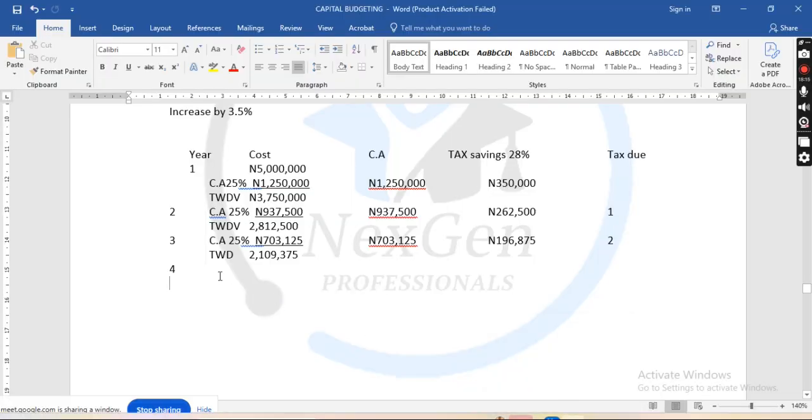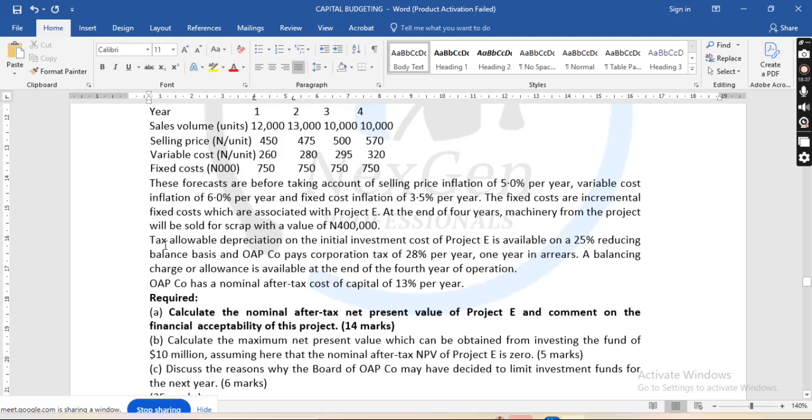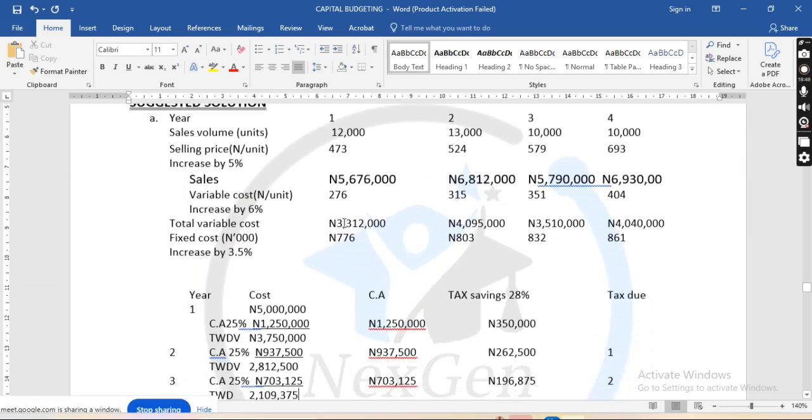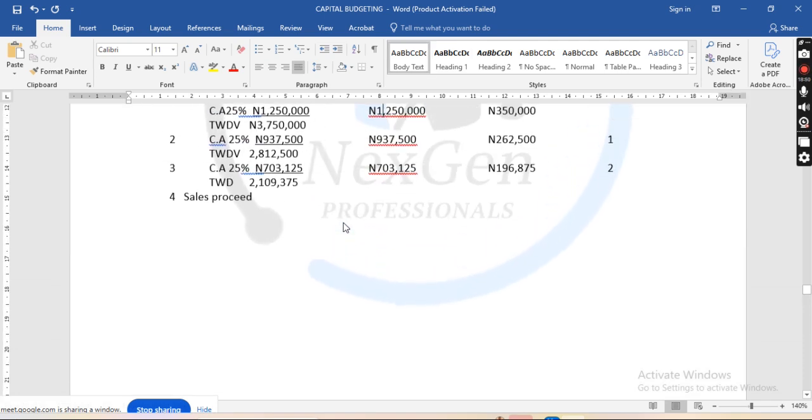Class, we're told that there is sales proceed. So we need to check the sales proceed of this asset. So let's quickly check the terminal value. Don't forget that another name for it, the scrap value or the sales proceed, is 400,000, right? It's 400,000. Comfort, are you still in this class? Yes, sir. Okay, 400,000.